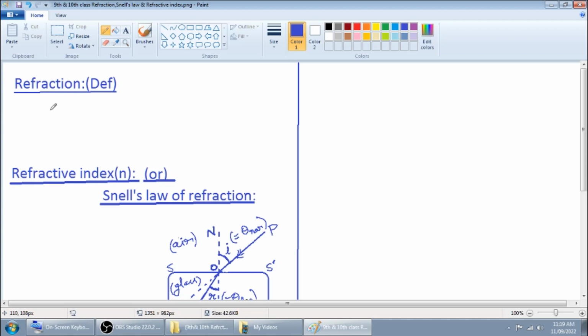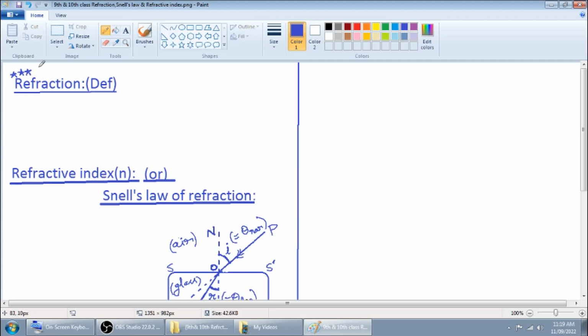Now what is refraction? Firstly, we have the definition here in the syllabus. Definition means simply the complete meaning of some phenomenon or some property or something. Some complete meaning is given in simple words. That is called a definition. So what is the definition of refraction? In simple words, it can be understood like this.